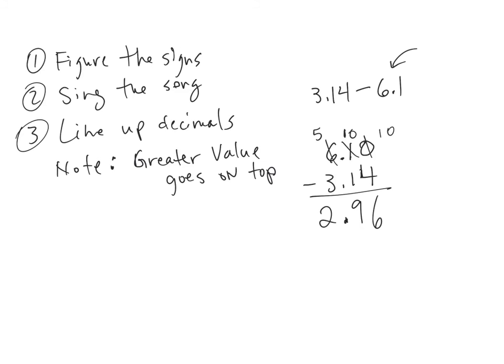Now we have to fear the negative a little bit, so we look back up here and we say different sign subtract, keep the sign of the bigger number. Bigger number is 6, so the sign of the bigger number is negative. All right, so that is hopefully helpful with adding and subtracting.